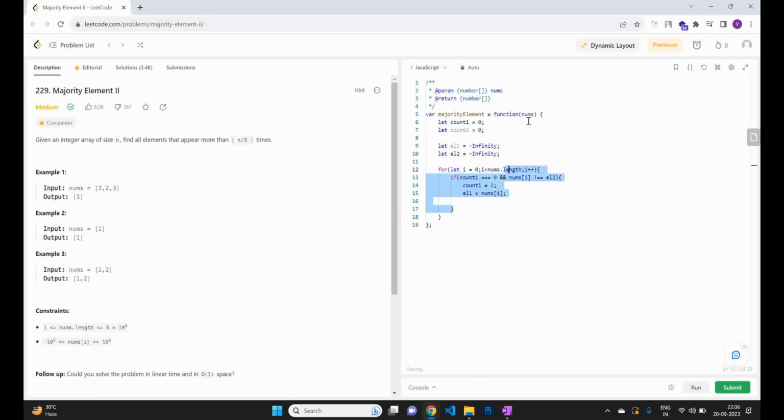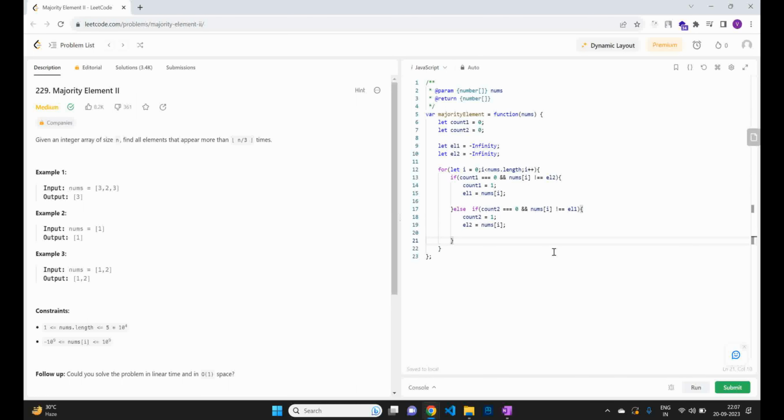So a similar condition we have to use for my second element. So I will put an else if, right? I just copied the condition. And similarly, if my count 2 is 0, here I don't want to track the first element again, so I will put EL1. And if that is the case, I will put my count 2 as 1 and EL2 as nums of i.